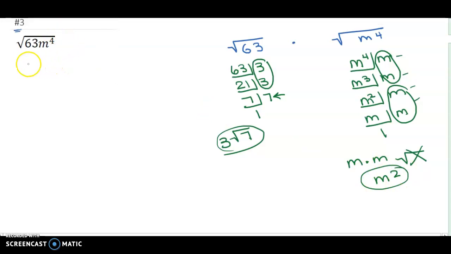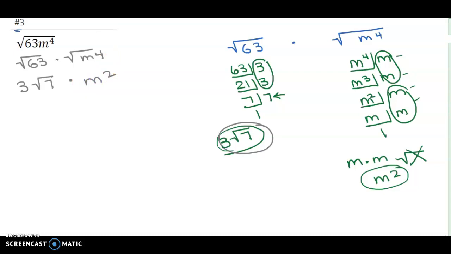All right, so I separated the square root of 63m to the 4th into the square root of 63 times the square root of m to the 4th. My square root of 63 is 3 square root of 7, and my square root of m to the 4th is just m squared. Now I'm going to take my highlighter, highlight everything on the outside of a square root one color and everything on the inside another color.